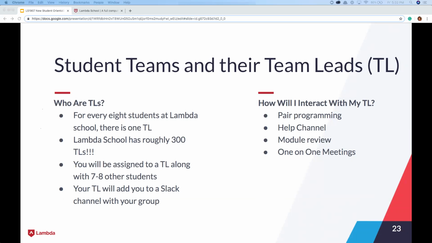How to interact with your team lead. There will be pair programming in the help channel. Please, please, please use the help channel. Also on module reviews, so those challenges that you have, and also one-on-one meetings after your sprints, okay? Please contact them. They are there to help you.